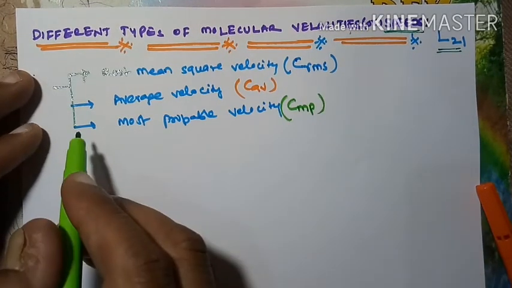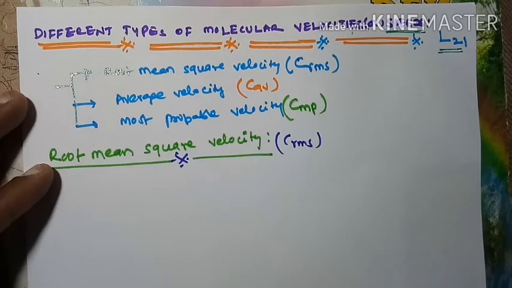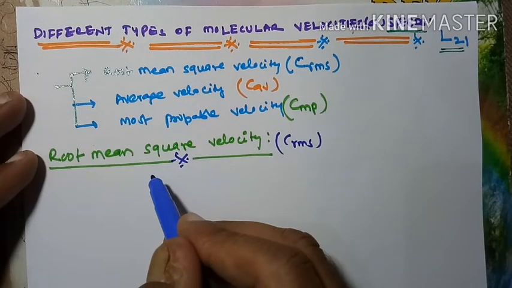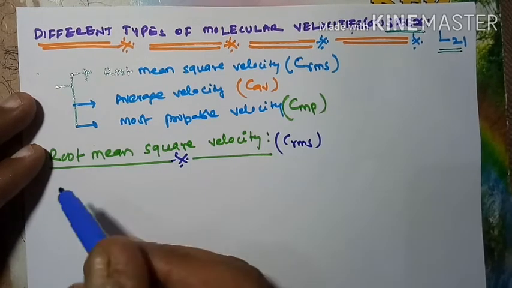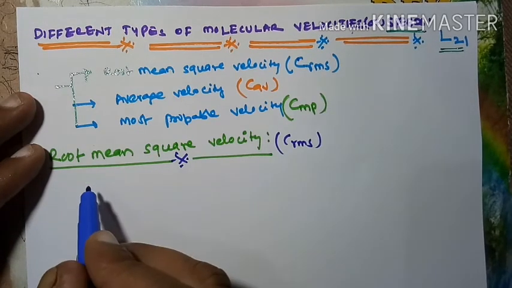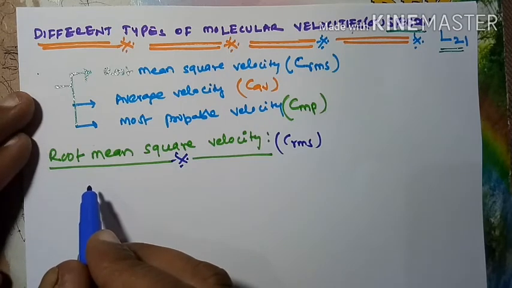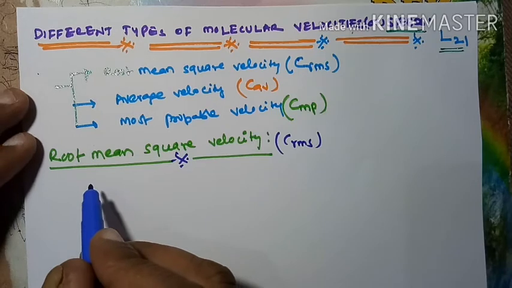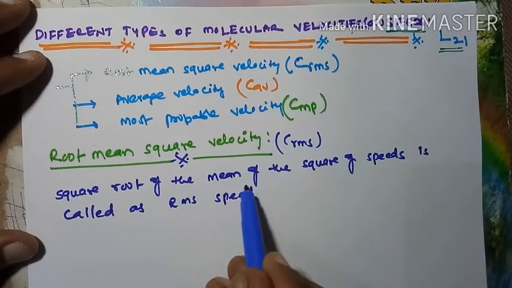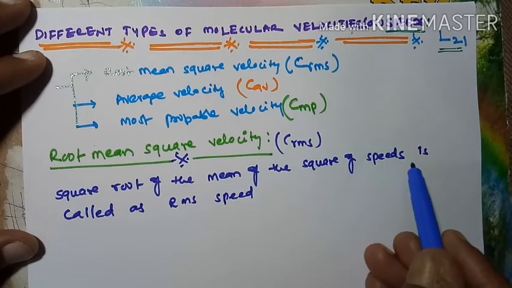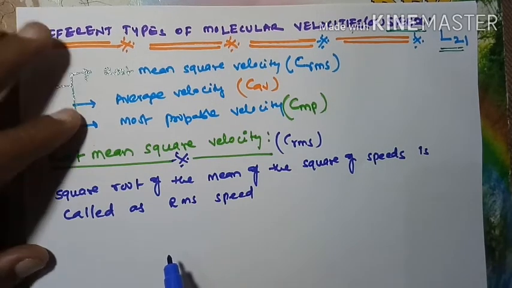So first let us consider root mean square velocity, C RMS. What is meant by root mean square velocity? Square root of the mean of the square of speeds is called RMS speed.